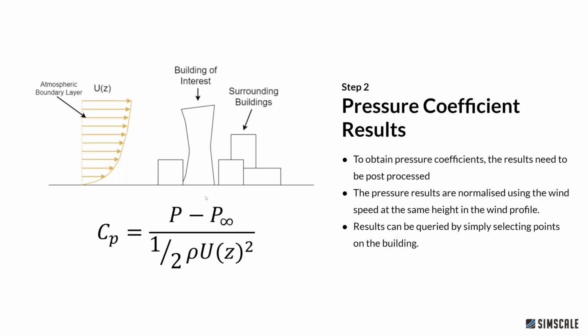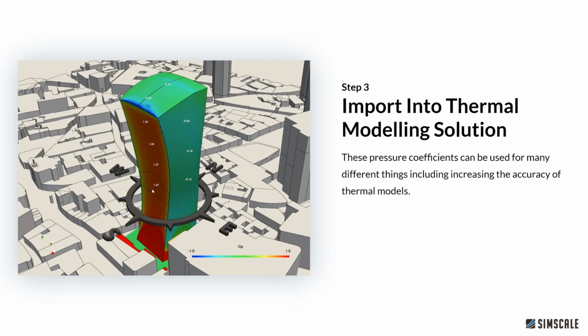To give you an idea of what that looks like, it looks very similar to this. But how can we query that? Well, it's actually quite simple. Once you've done the calculation based on pressure, you can just click on whatever point you want to analyze, and it's going to annotate a pressure coefficient. These can then be brought back into your thermal model and used for more accurate modeling.